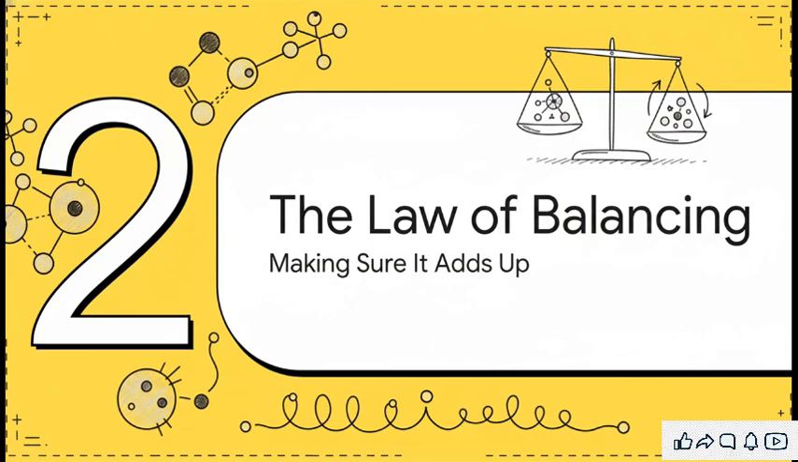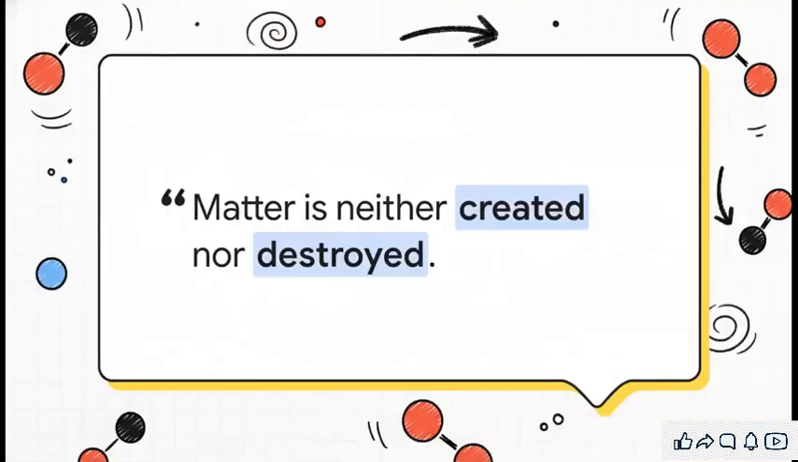But here's the thing. You can't just throw any old numbers in front of these chemicals to make a recipe. Nope. Every single chemical equation has to follow a fundamental law of the universe. It has to be balanced. And this all comes down to one absolutely crucial rule: the law of conservation of matter.